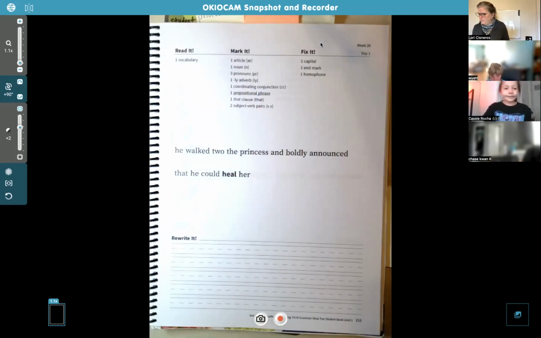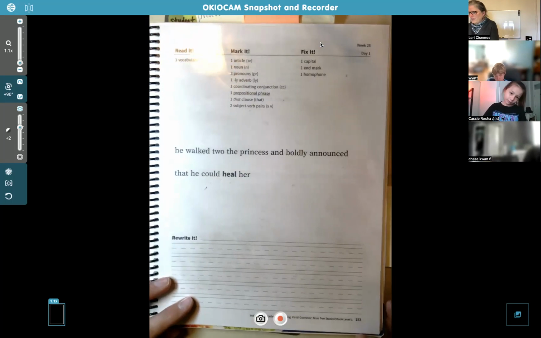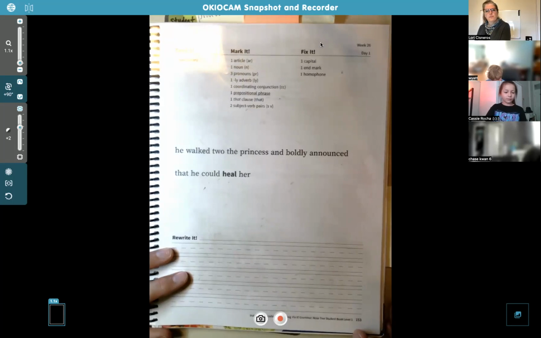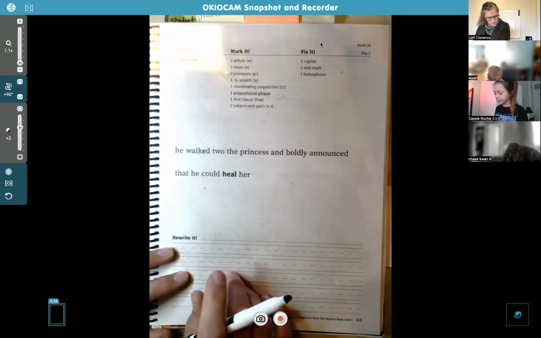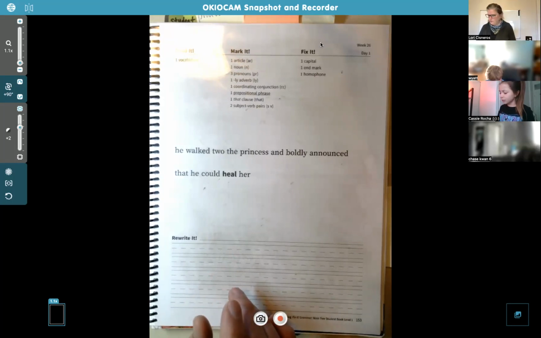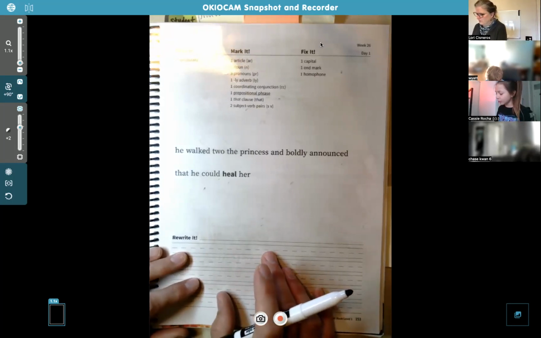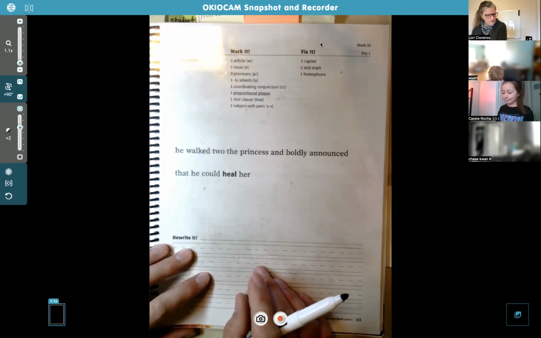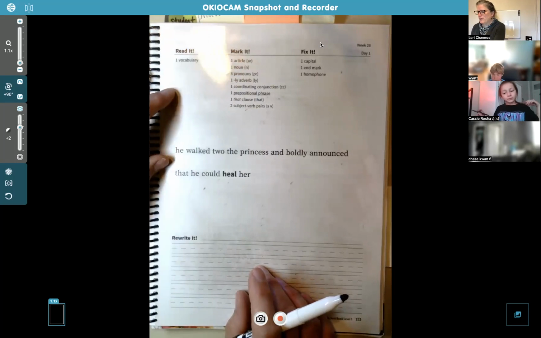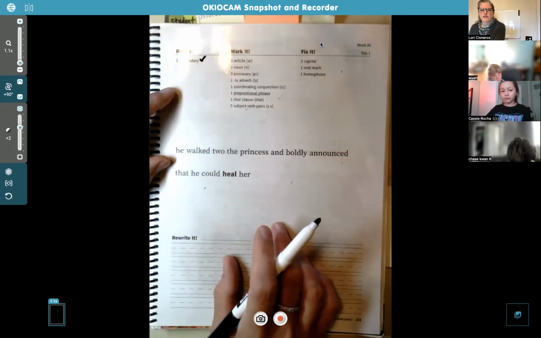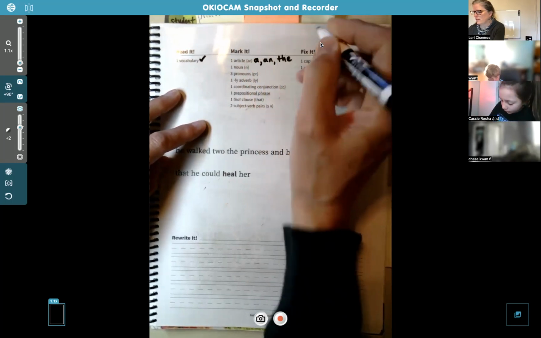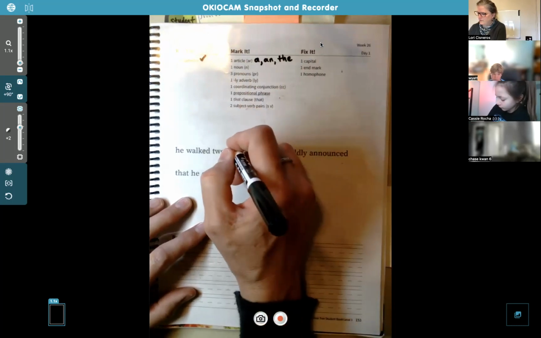Right here. Okay, so Cassie, could you read the sentence for us, please? He walked to the princess and boldly announced that he could heal her. Nice. And the word is heal, the vocabulary today, and it just means to make healthy again. Heal is to make healthy again. So we can put a check by the vocabulary there. And then you know what to do here. Go ahead and write those in. And there's only one. So we can name that.